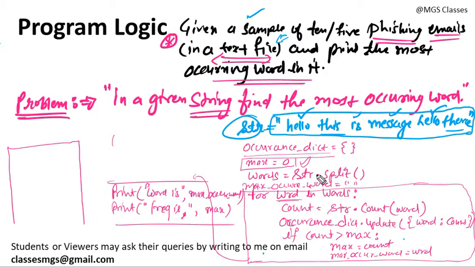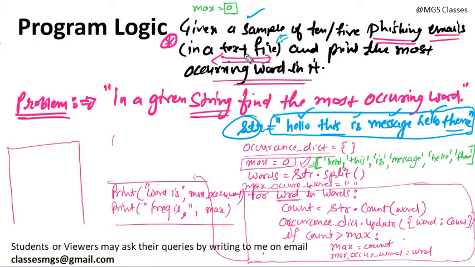Okay, so what will this split method return? This split method will return a list that will contain the words of the string: hello, then this, and then is, then message, and then hello, and then there. So the split function will return a result like this. This list will be returned. Now the words variable will have this much data. Maximum is the variable that has the 0 value initially.